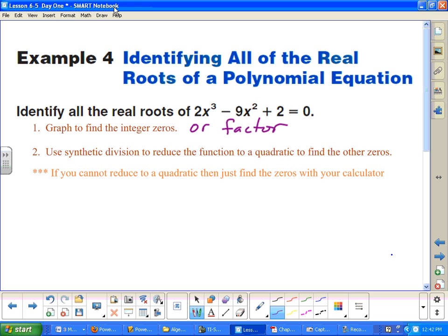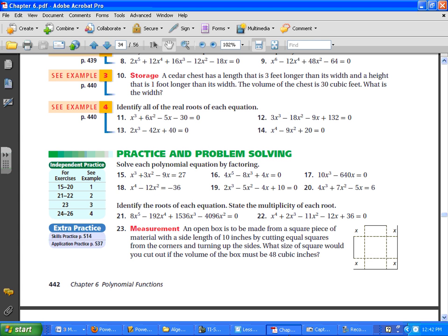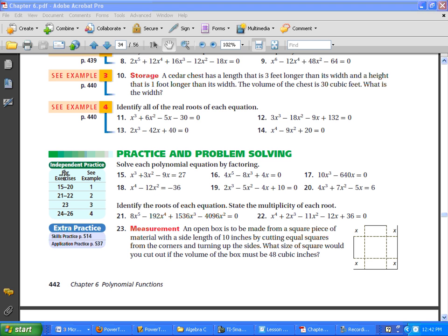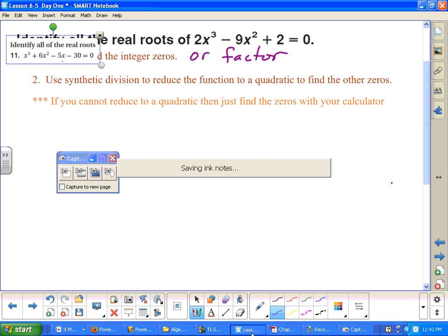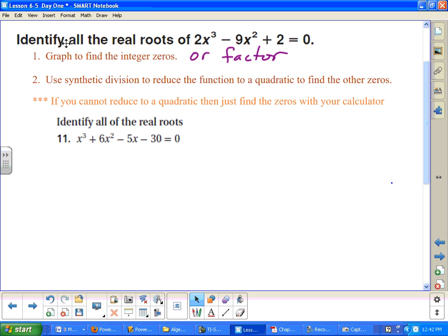All right, so it says if you cannot reduce it to a quadratic, then you can just use your calculator to find the zeros. And I'm going to specifically show you how to do that also for the ones that are not. All right, so the first one we're going to look at is number 11. So let me bring that one back up here. So here we have a cubic function, has 4 terms, so I'll look to see if I can factor it. Can you factor this?